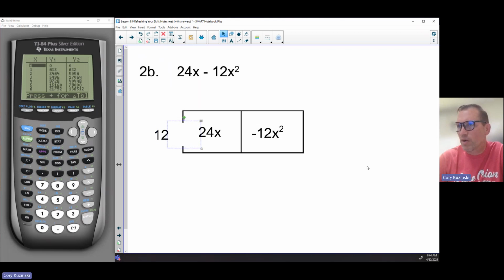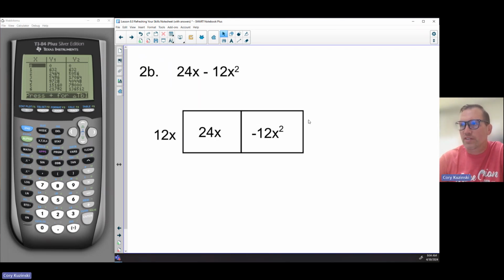12. They're both divisible by 12, right? And then we might also think, what's the greatest common factor of x and x squared? They're both divisible by x, okay? And we've talked about this in class before, but when you're trying to figure out the greatest common factor of x terms, just take the lower power. You've got x to the first and x squared. Their greatest common factor is x.